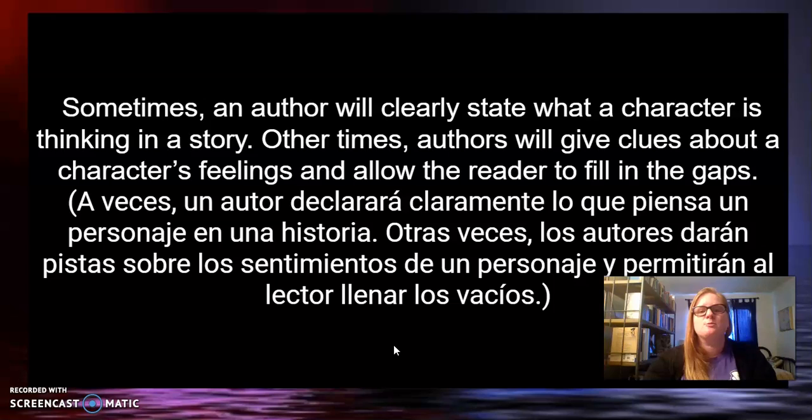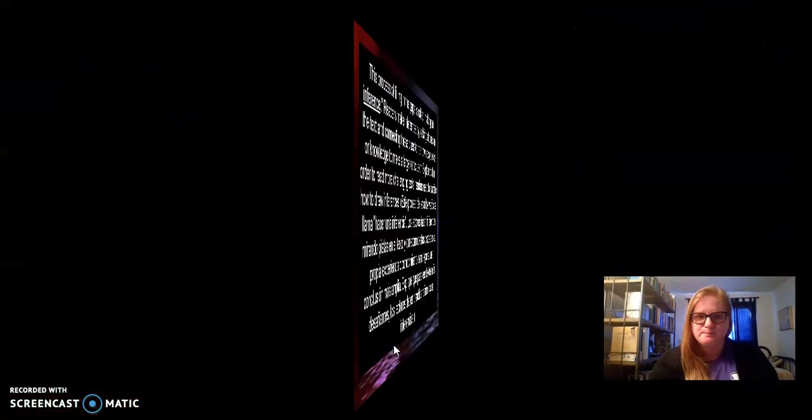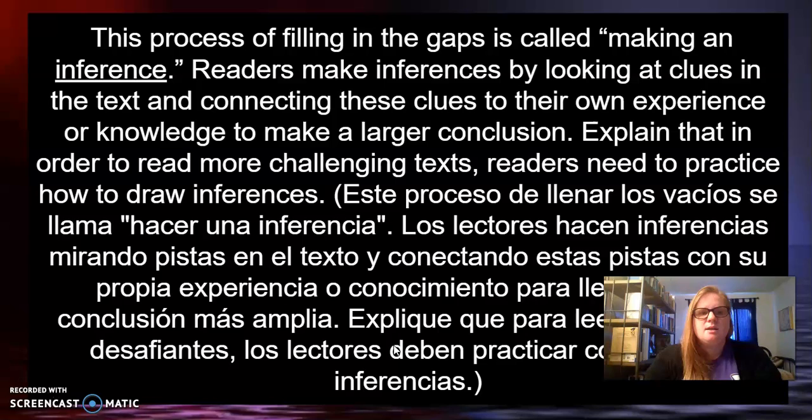Sometimes an author will clearly state what a character is thinking in a story. Other times authors will give clues about characters' feelings and allow the reader to fill in the gaps. This process of filling in the gaps is called making an inference. Readers make inferences by looking at clues in the text and connecting these clues to their own experience or knowledge to make a larger conclusion.